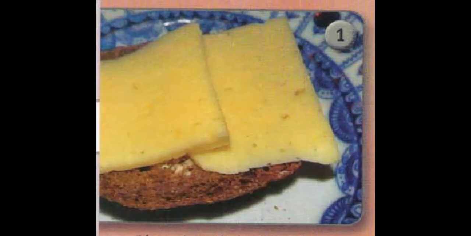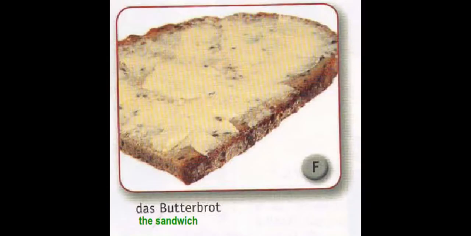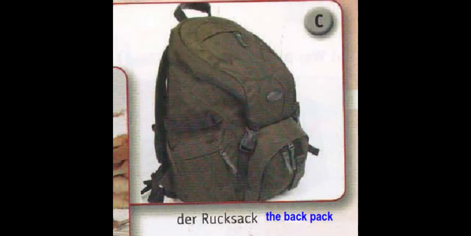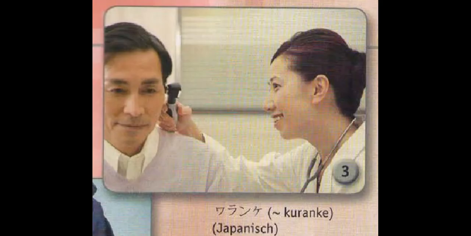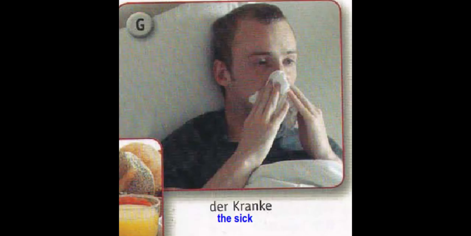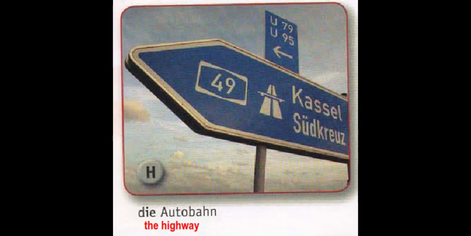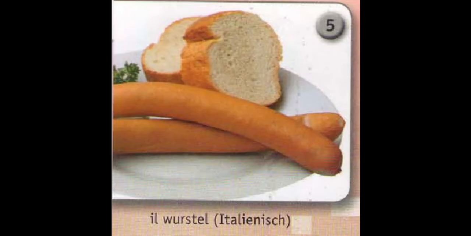So we are going to start the exercise. Number eins with F, das Butterbrot, the green color for the neuter gender. Number zwei with C, der Rucksack, the backpack, masculine gender, blue color. Number three with G, der Kranke, also masculine gender, the sick person. Number four with H, die Autobahn, the highway, it's a feminine gender.